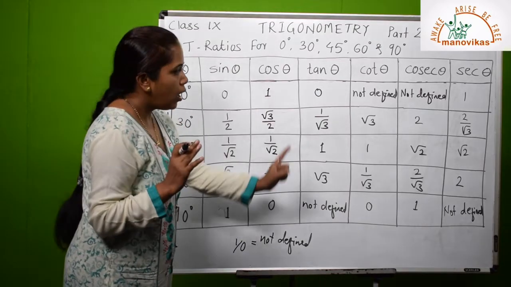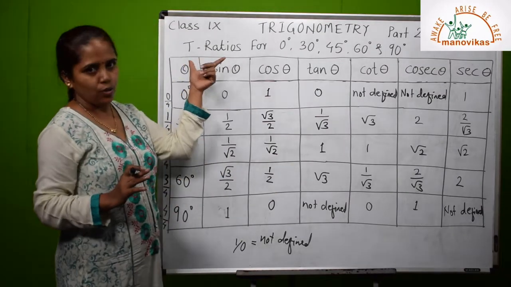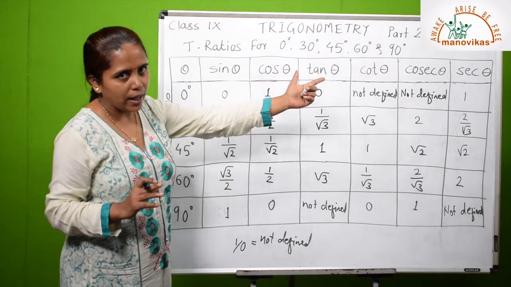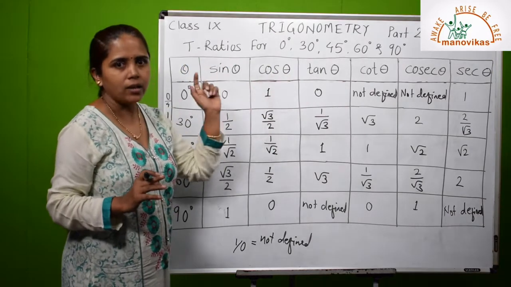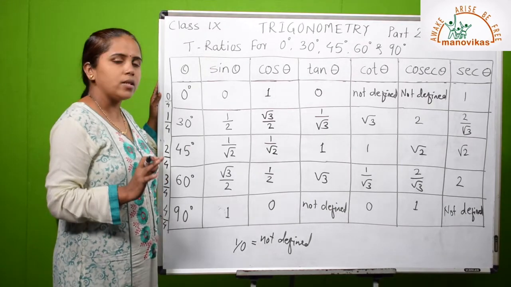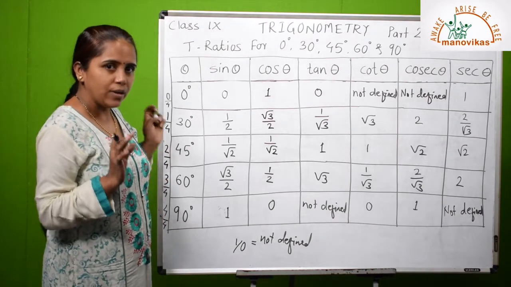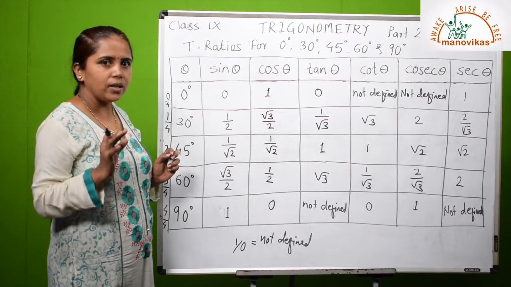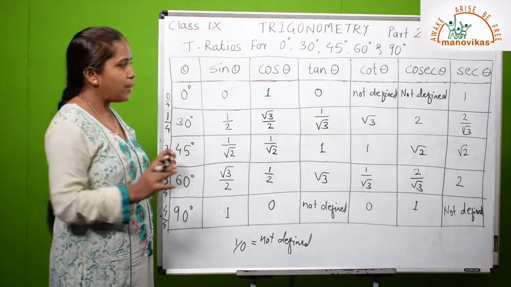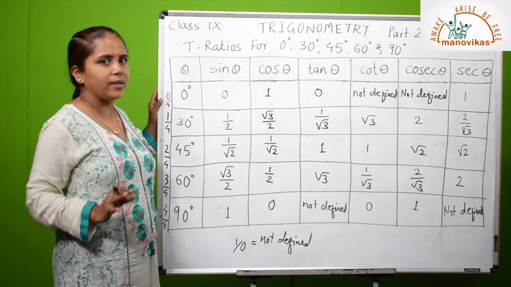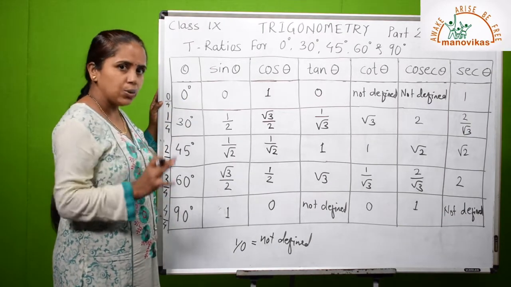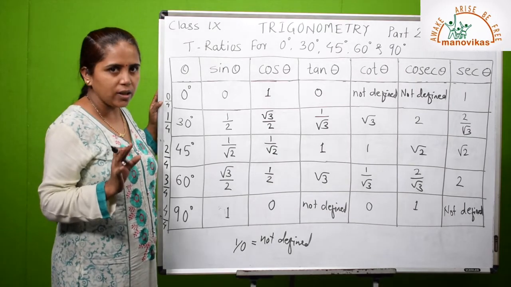So this is the table for the T ratios for angle 0 degree, 30 degree, 45 degree, 60 degree and 90 degree. These are the 5 standard angles. This table is given in your textbook. But in the exercise sum, it is mentioned that without using trigonometrical table, find the value or prove that. It does not mean this table. That trigonometrical table is different. We have to use this table only to solve exercise 20b.